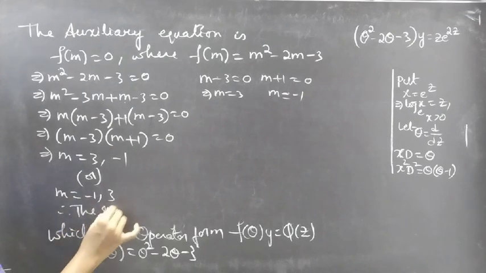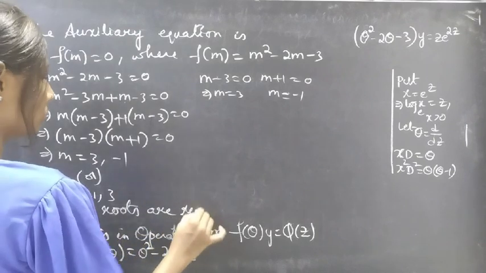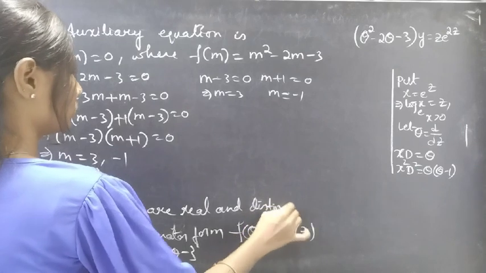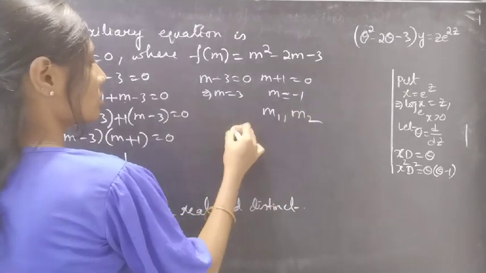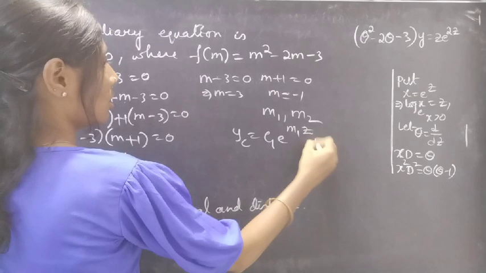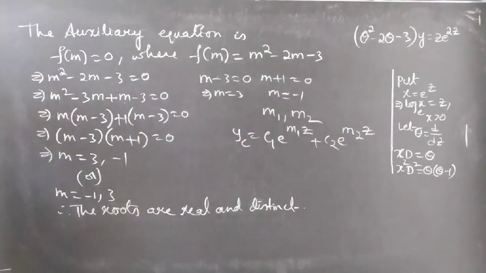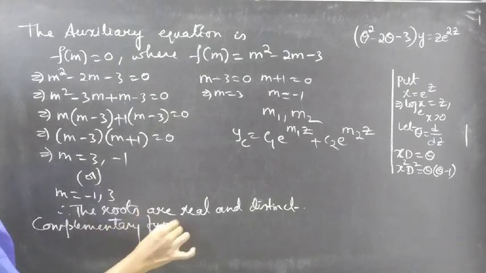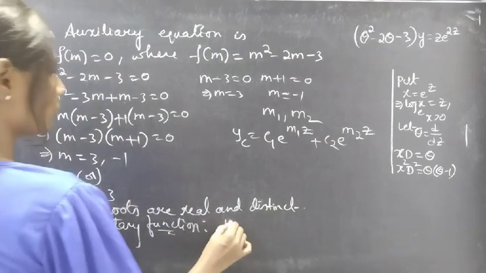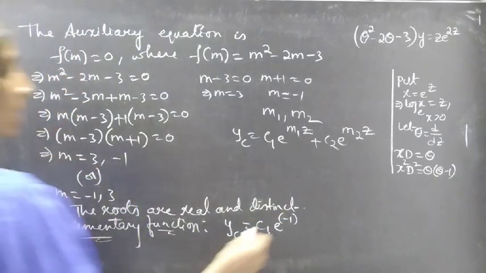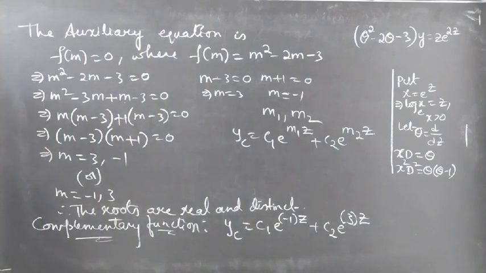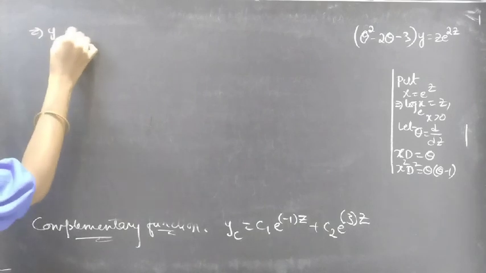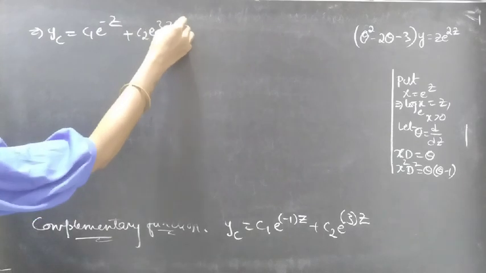Therefore, the roots are real and distinct. We know that when two roots m1 and m2 are real and distinct, then yc looks like c1 e^(m1 z) + c2 e^(m2 z). Now let's write our complementary function: yc = c1 e^(−1·z) + c2 e^(3z). Now the complementary function becomes yc = c1 e^(−z) + c2 e^(3z).